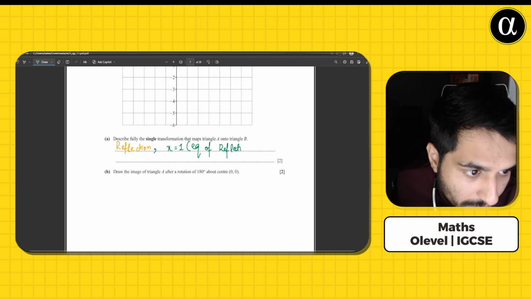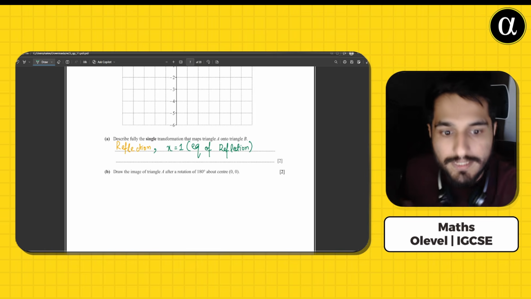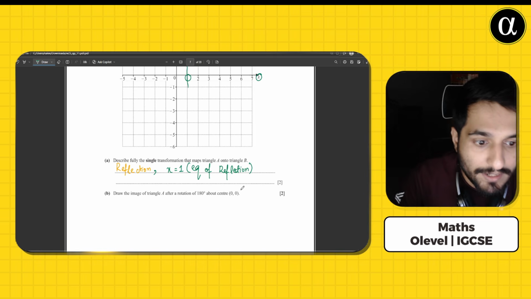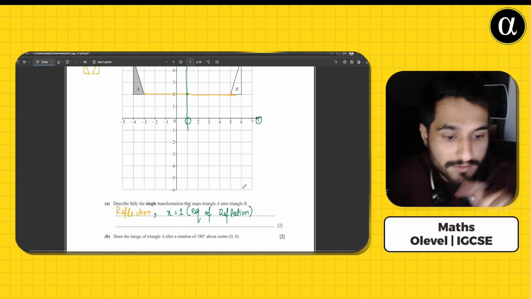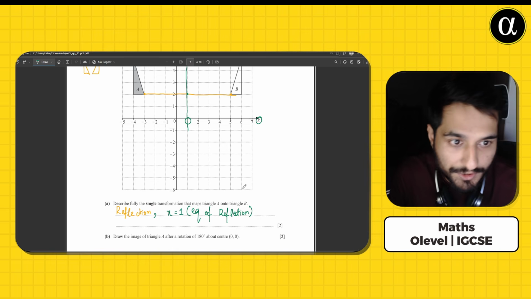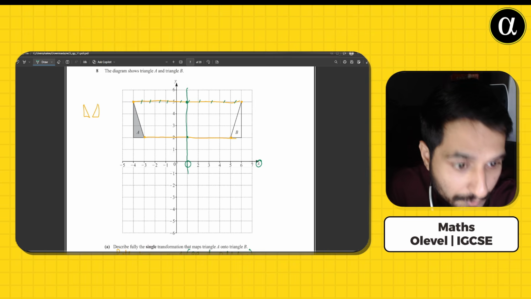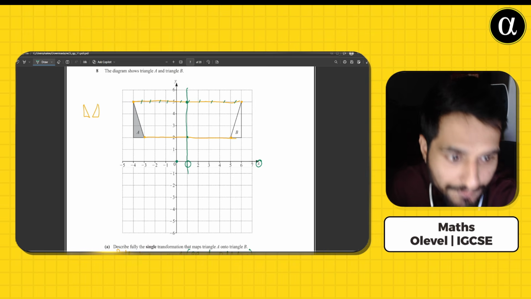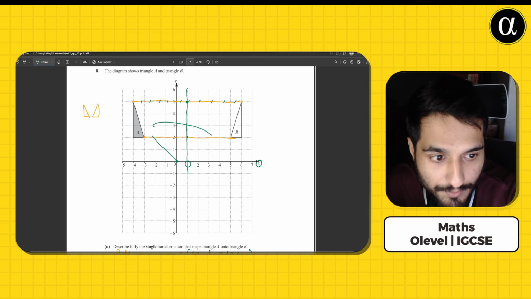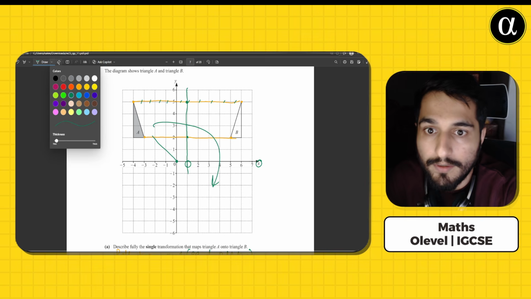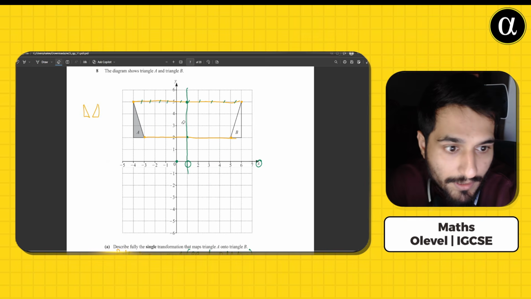Now it further says draw the image of triangle A after a rotation of 180 degrees from 0 0. So we are supposed to rotate triangle A through the origin 0 0 at 180 degrees. How are you going to do this? The first thing that we need to understand is that we're supposed to rotate this, so it's going to look something like this.